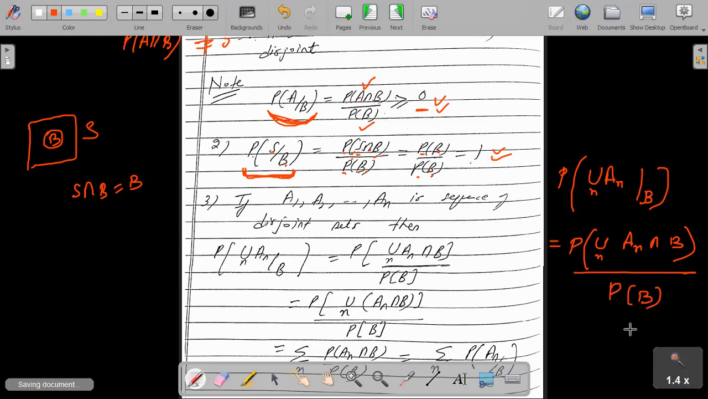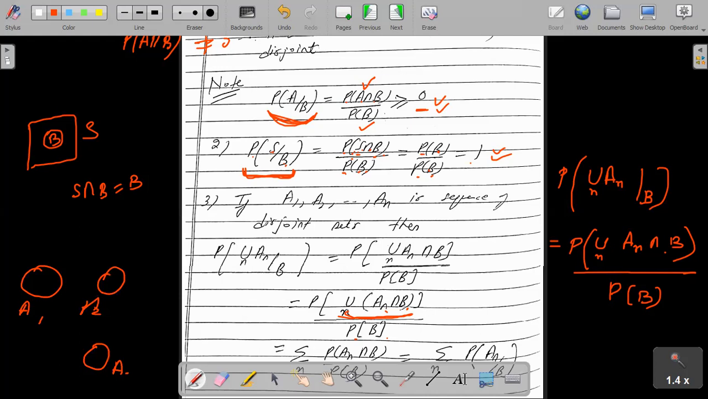Right? तो अगर मैं इसको open करूं, so this will be what? If I just open this, this will be A1 intersection B, A2 intersection B, A3 intersection B, right? So whole union can be taken outside. So this is union N, AN intersection B over probability of B. So again, what is given to me? It is given to me that A1, A2, AN are disjoint sets. So if you see, this is something of this sort. This is my A1, this is my A2, this is my AN. So they are disjoint sets, that don't have anything in common.